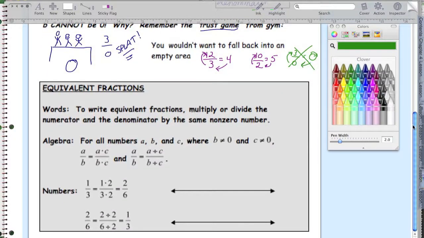Now let's take a look down here, and we're talking about fractions. The directions say to write equivalent fractions, multiply or divide the numerator and denominator by the same non-zero number. So here they do it with algebra. They multiply a times c and b times c, and they get an equivalent fraction. Or you can divide a by c and b by c, and you get an equivalent fraction. Same with numbers. If we start with 1/3, if I multiply numerator and denominator by 2, I get 1 times 2 is 2, 3 times 2 is 6. This is equivalent to this. 1/3 is the same as 2/6.